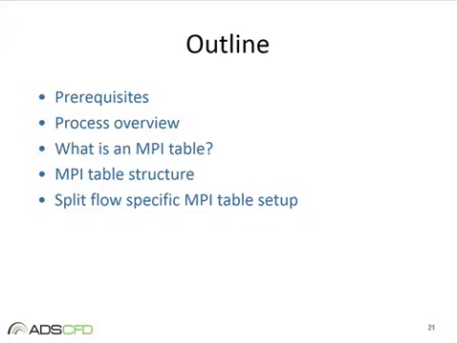To begin with, we'll list some of the prerequisites that are required. We'll then take a look at the process overview. And then we'll talk about what an MPI table is and what's required from our MPI table by looking at the MPI table structure. And finally, we'll look at some split flow specific setup guides for the MPI table.